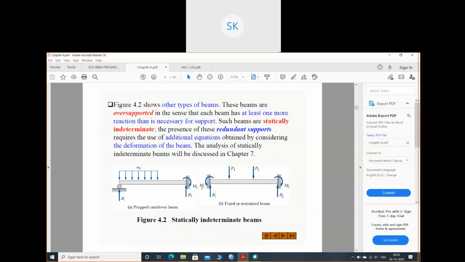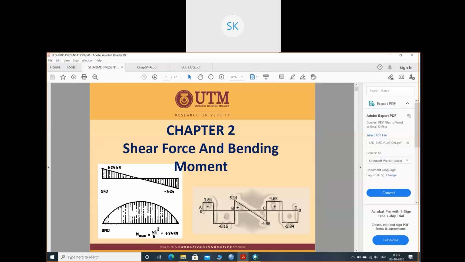Okay. I'm shifting my screen. Is it visible? It is written Chapter 2, shear force and bending moment. It is visible? Please respond.